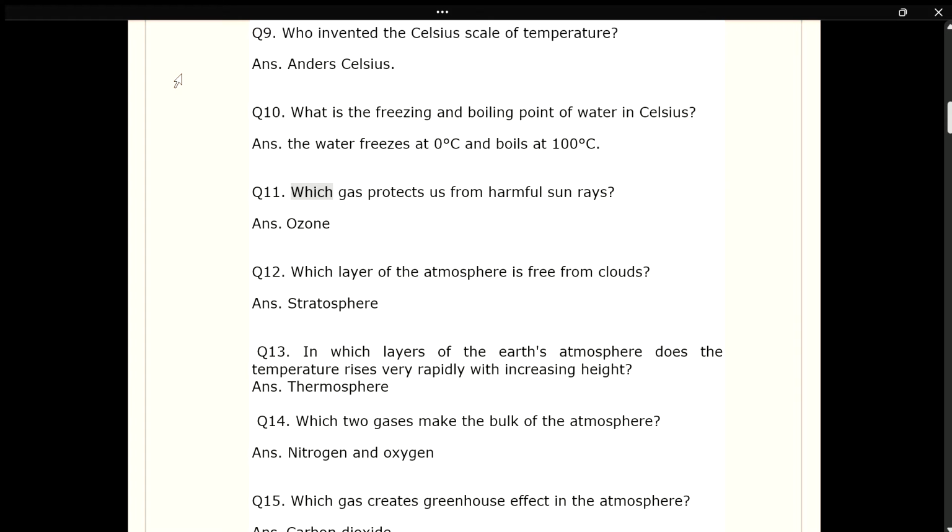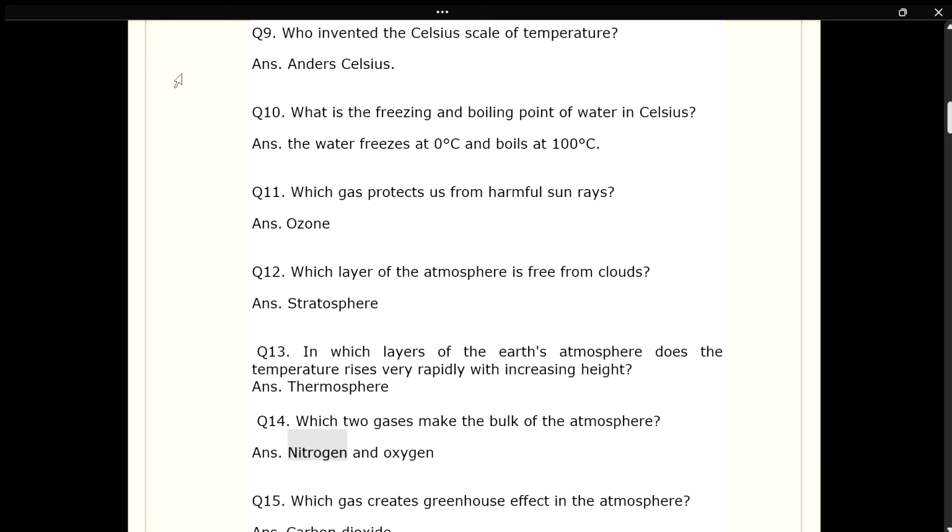Q11. Which gas protects us from harmful sun rays? Ans. Ozone. Q12. Which layer of the atmosphere is free from clouds? Ans. Stratosphere. Q13. In which layer of the Earth's atmosphere does the temperature rise very rapidly with increasing height? Ans. Thermosphere. Q14. Which two gases make up the bulk of the atmosphere?